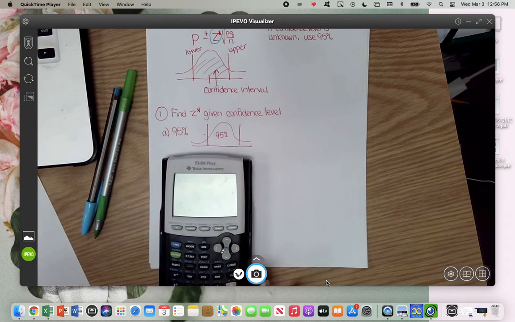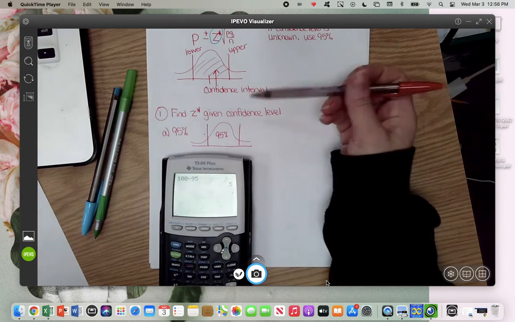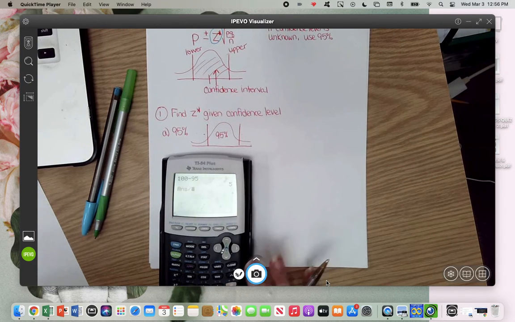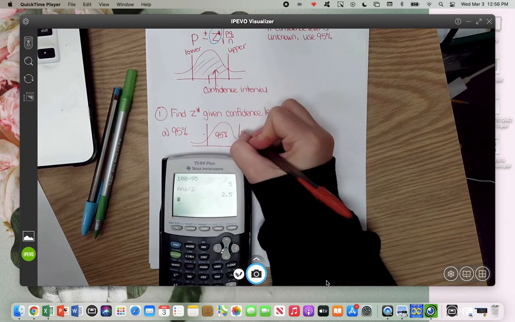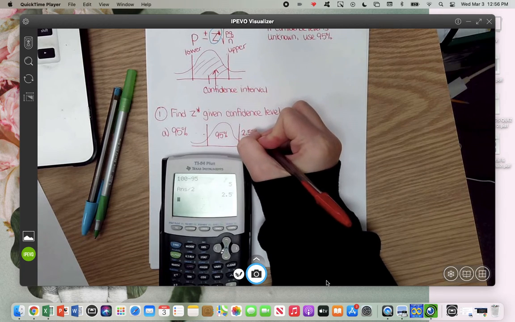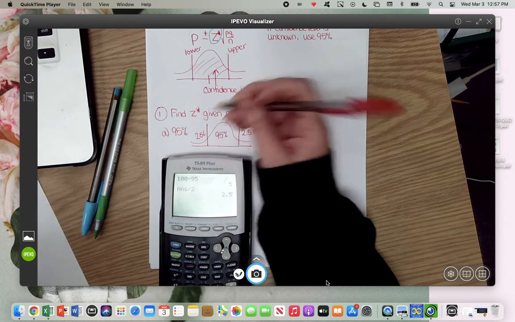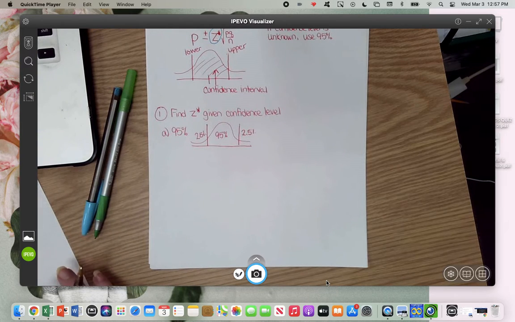And you can do this with every one of them. You don't have to use the calculator, obviously, if you can do this in your head. But we know the whole entire curve is 100%. Take out that confidence level. So that means that the two tails on the outside have to add to 5. So each half is 2.5%. So we have 2.5% on each end.